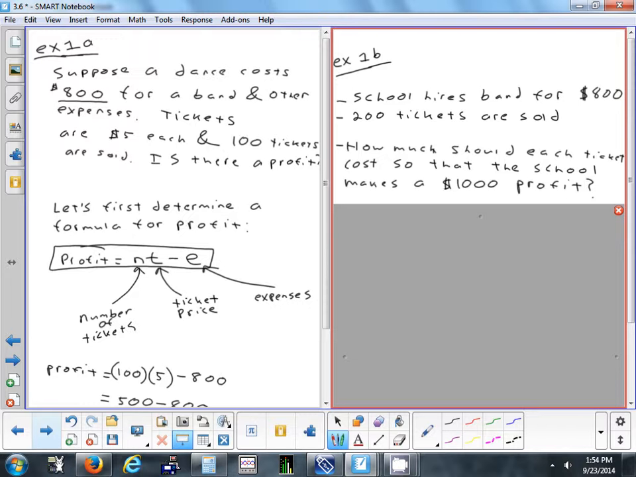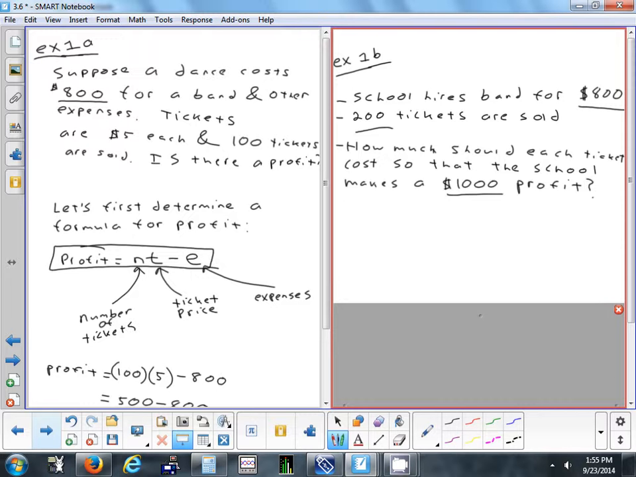Oh, I'm sorry. What should the price be? What should the school charge for tickets? If they know they're going to sell 200 tickets, they know they want to make that much money, and they know the expenses. Okay, let's just use the formula and see what happens.